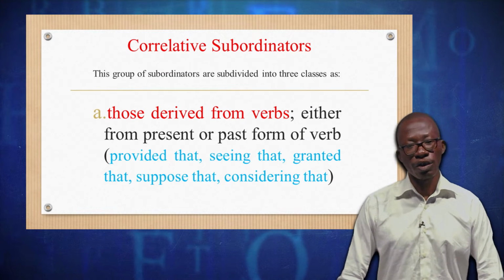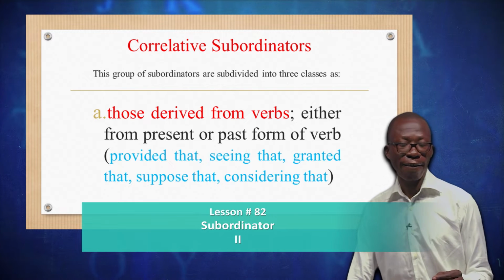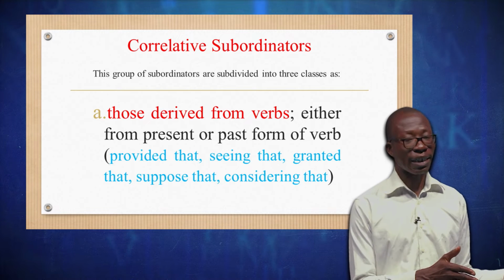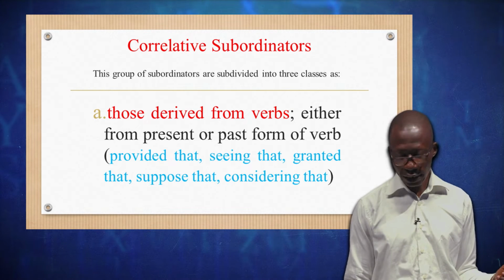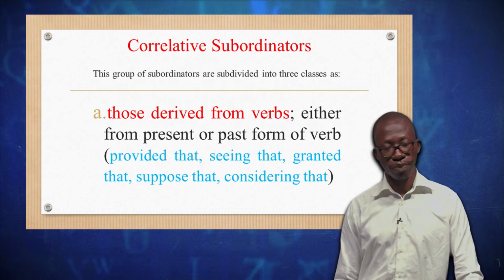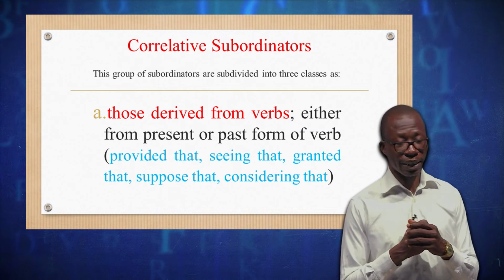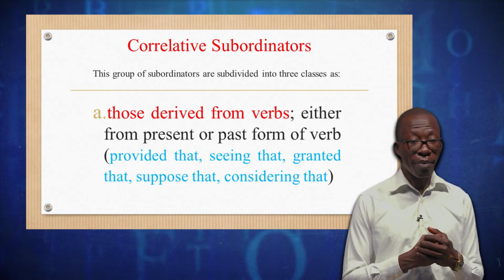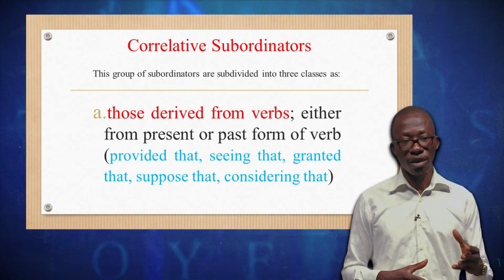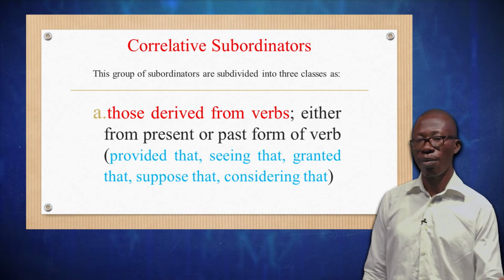Now let's go further. We said this group of subordinators are divided into 3 classes. So here, the correlative subordinators, you can subdivide them into 3 classes. And what are these classes? We have them as 1, A, those derived from verbs. So we have these correlative subordinators that are gotten from verbs. So remember, we said they are subordinators that are derived from adverbs with a noun or a verb being part of it. So the first category is where we have the subordinator coming from a verb.